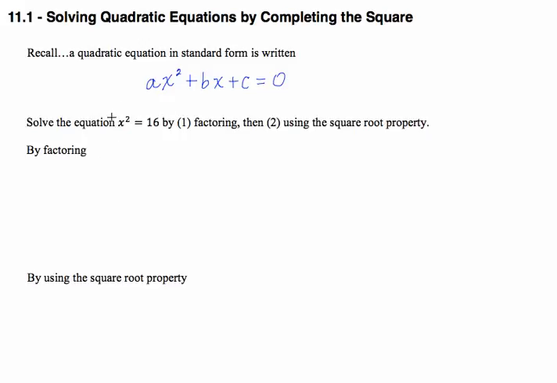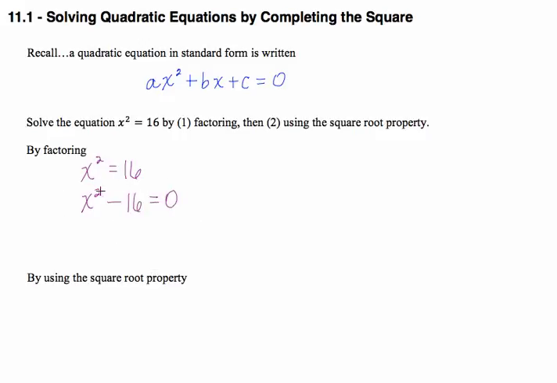Let's solve this equation x squared equals 16 two ways. First by factoring, and then we're going to do it by using the square root property. Okay, so to solve this by factoring, as you know, it's a quadratic because the highest power is 2. So the first step is to get one side equal to 0. So we'll do that by subtracting 16 from both sides.